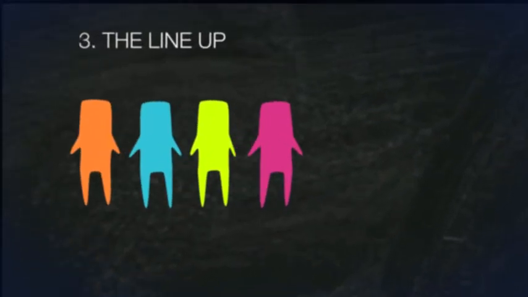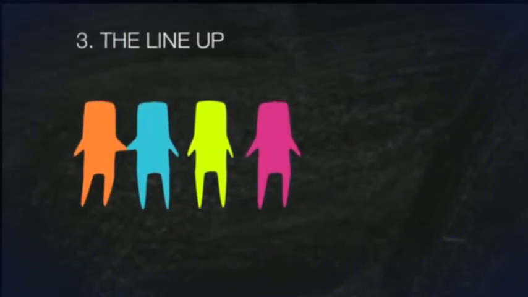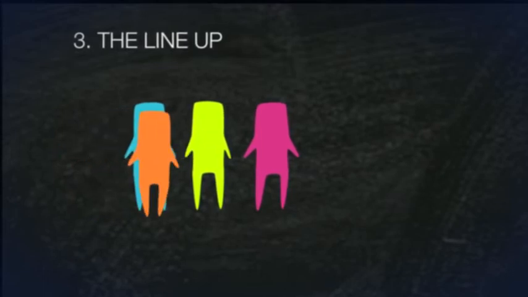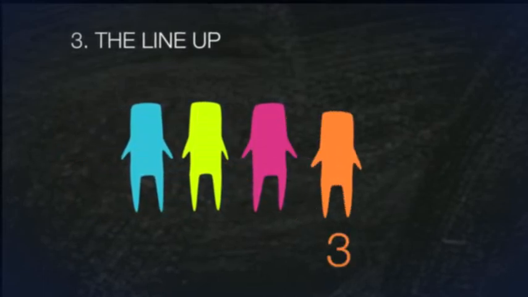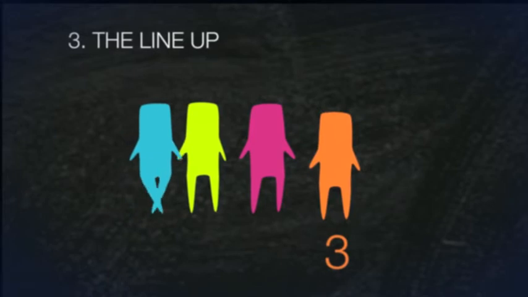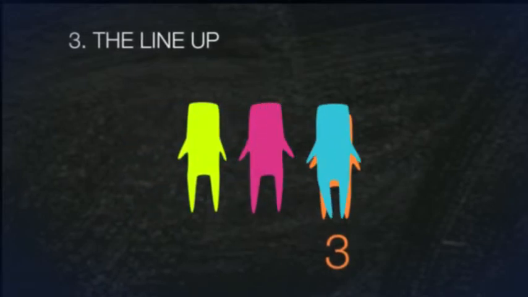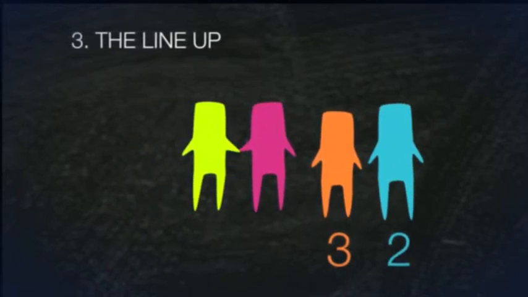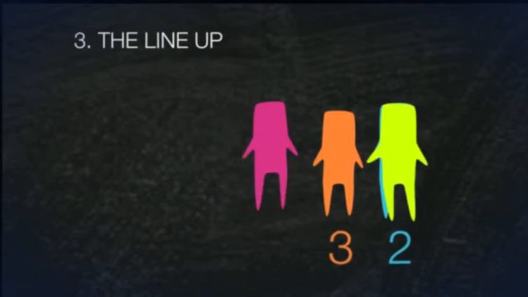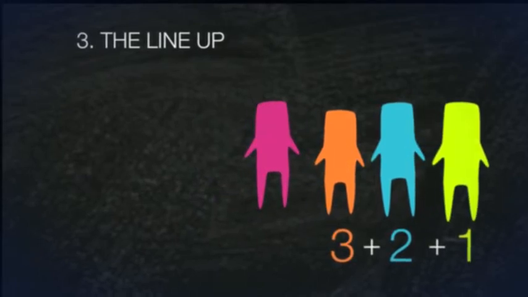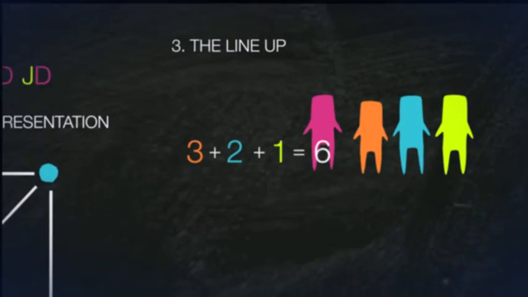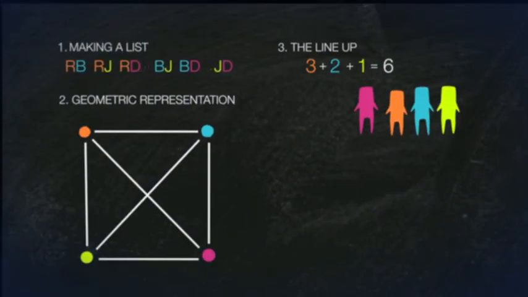Modality 3. Here, Rob goes down the line and shakes Bob's hand, John's hand, and Don's hand. Then the next person, Bob, goes down the line and shakes John's hand and Don's hand. Then the next person, John, goes down the line and shakes Don's hand. 3 plus 2 plus 1 equals 6. Notice that the list and lineup correspond.